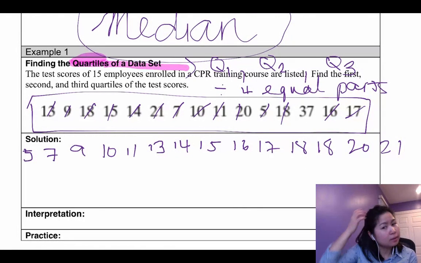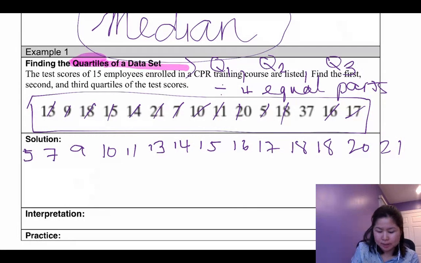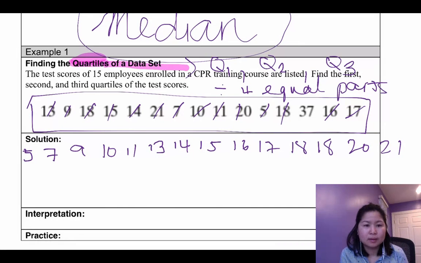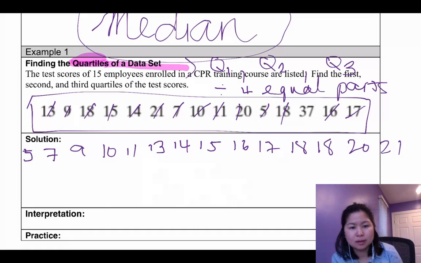Well, we already talked about median being the middle number. I have my data set. I know some of you are still counting. That's fine. I'll wait.